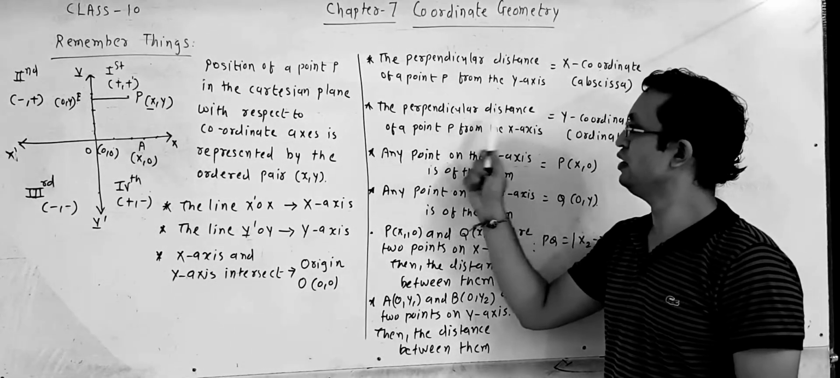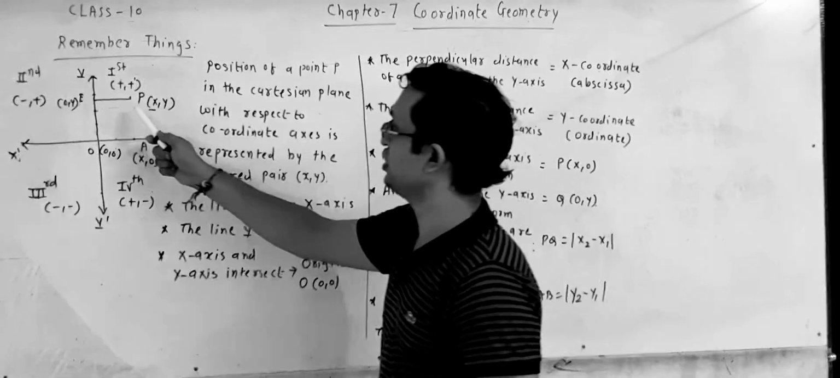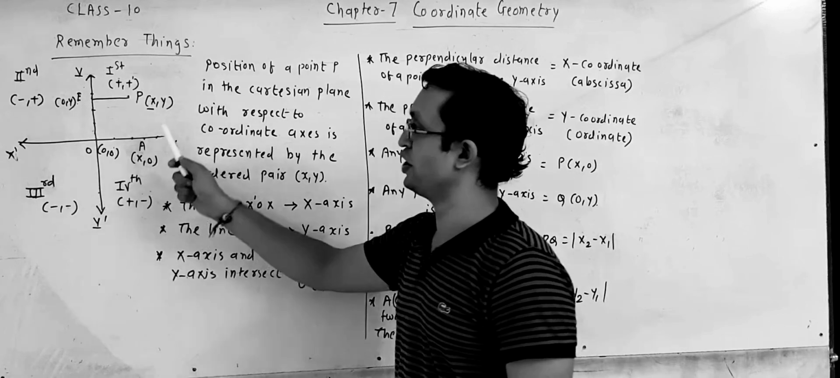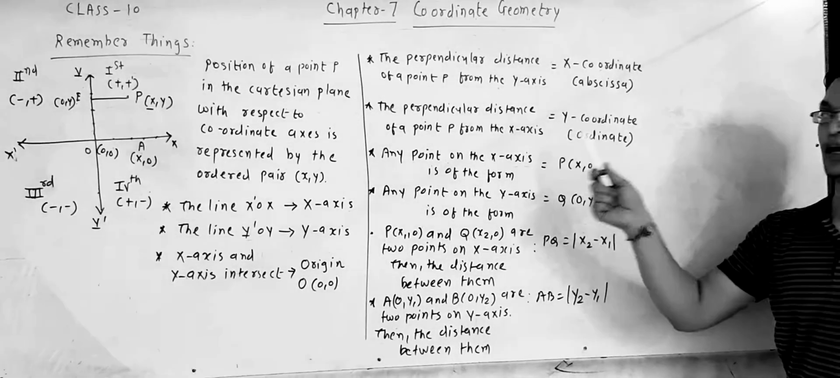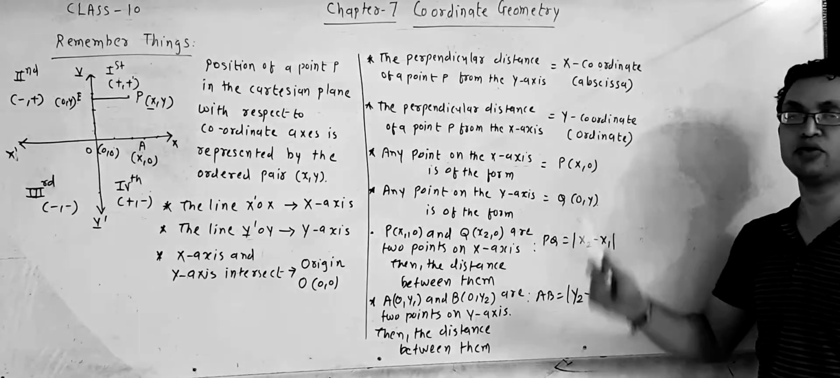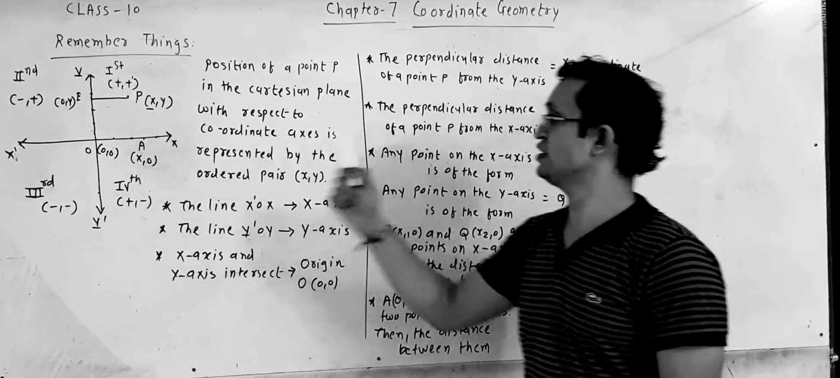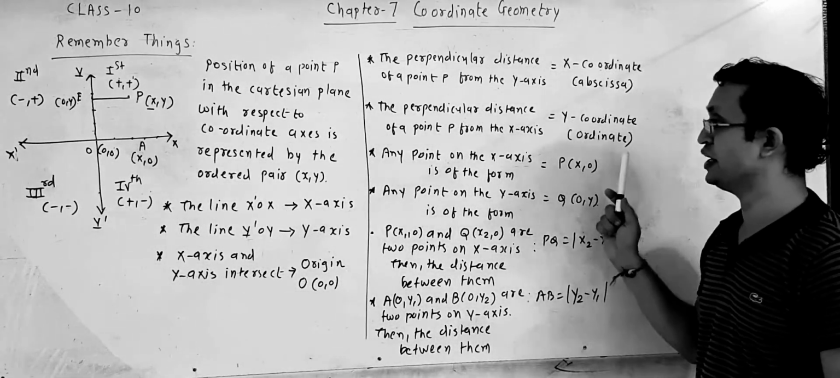Similarly, the perpendicular distance of a point P from the x-axis is called the y-coordinate. The perpendicular distance of the point P from the x-axis is called the y-coordinate, which is the ordinate. The x-coordinate is called the abscissa and the y-coordinate is called the ordinate.